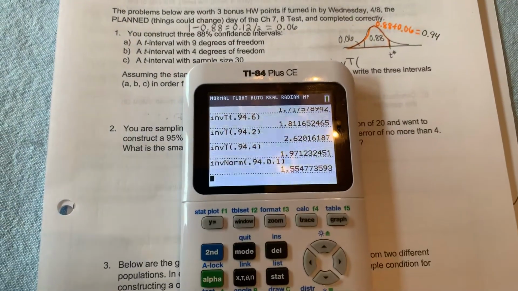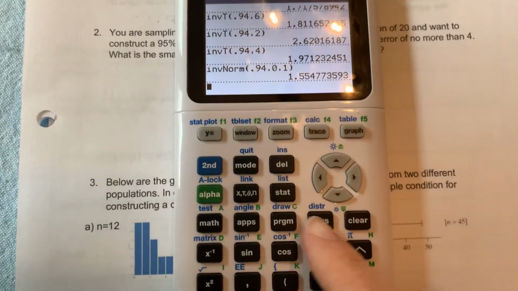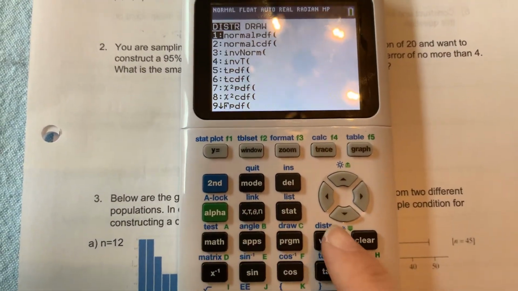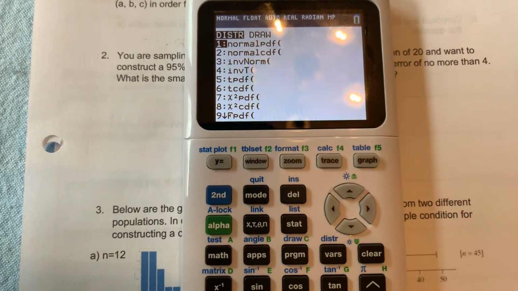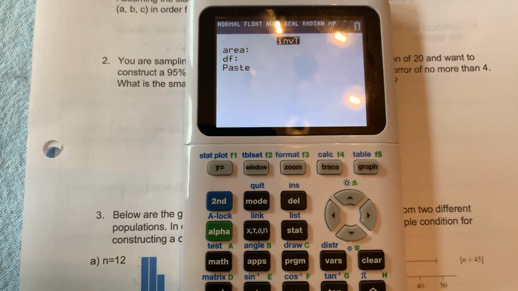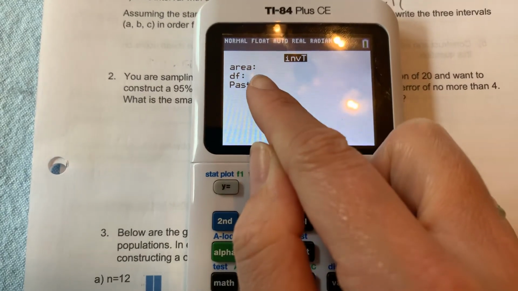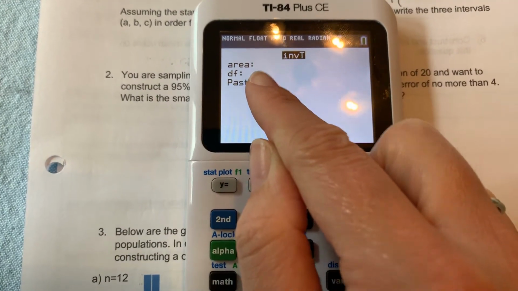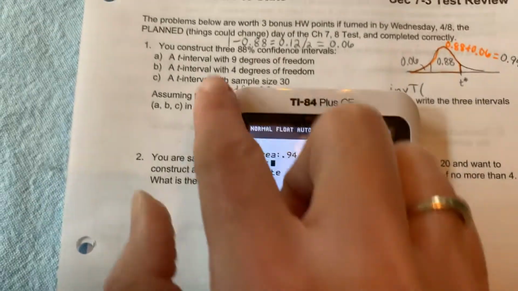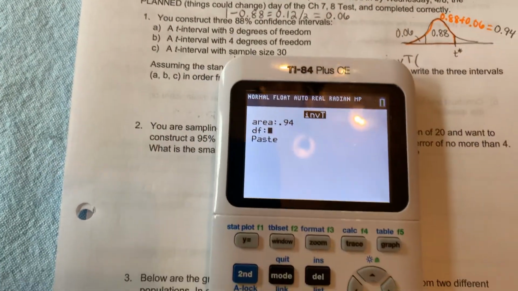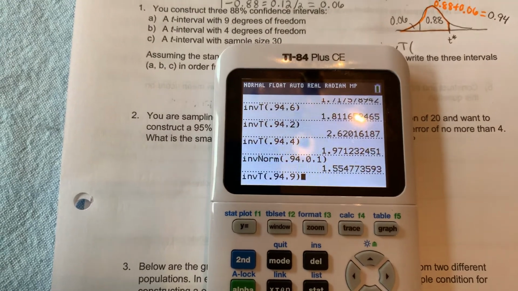Okay, so remember inverse T is under distribution here. So I go second distribution, and then inverse T is the 4th one. So I can either scroll down to select it or I can choose 4. It asks me for the area and degrees of freedom. Remember, this is talking about the whole left area. So that's my 0.94. The degrees of freedom for A are 9. So I enter 9, paste.